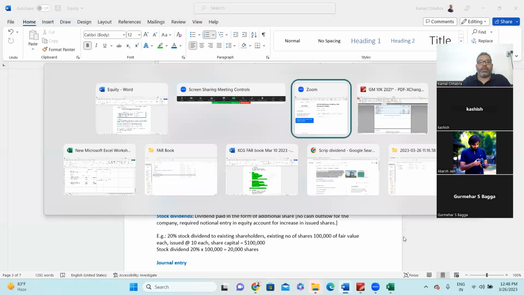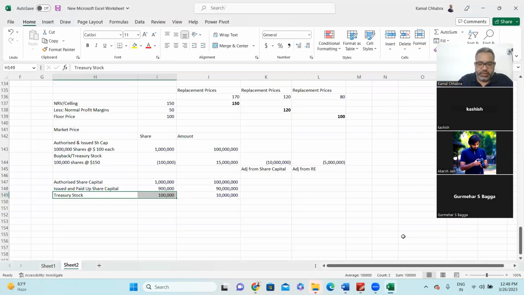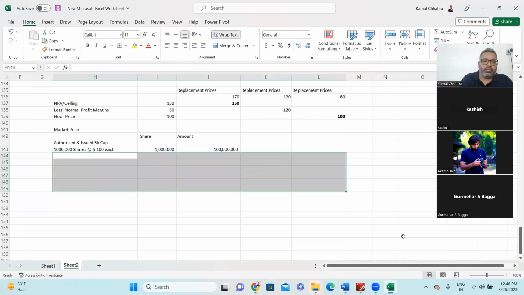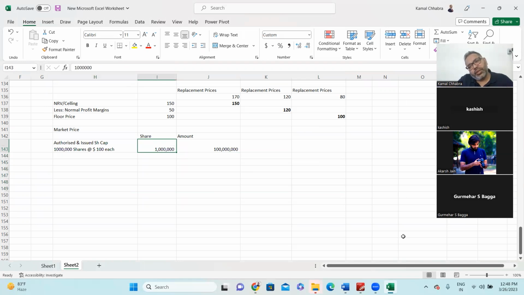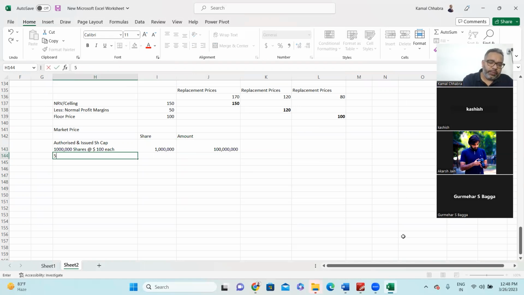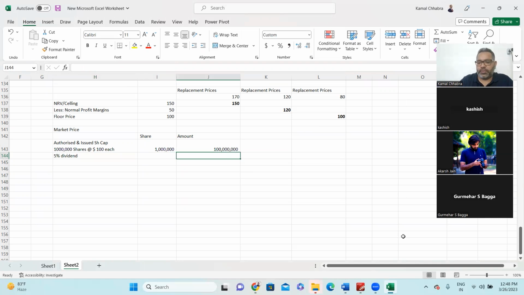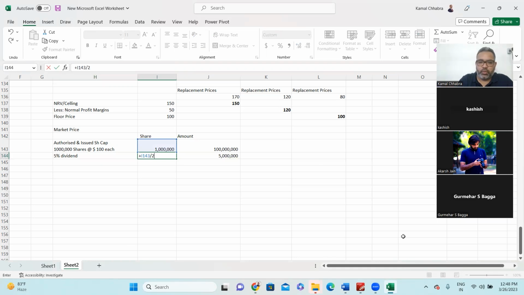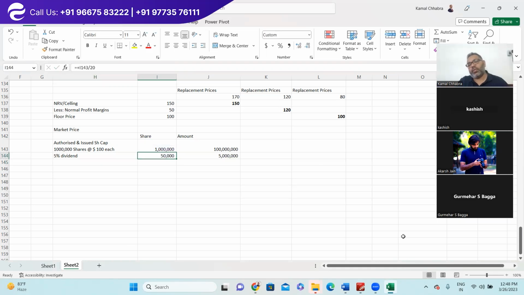Let's do the math. Let's assume this example. Here you have 1 million shares of $100 each. At the end of the year, the company declared a 5% dividend. So 5% of it, multiplied by 0.05, is this $5 million, and they said we'll give this divided by 20. So we'll give 50,000 shares to those 1 million shares. Agree?